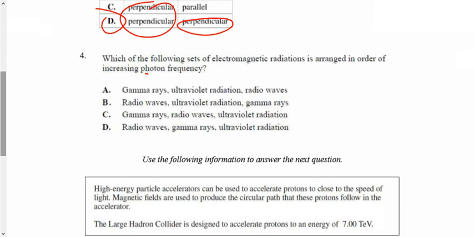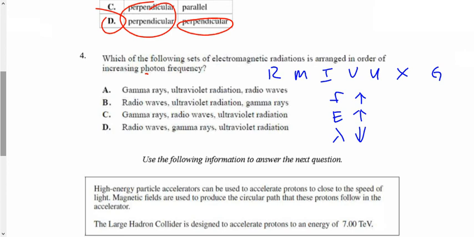Increasing photon frequency, increasing frequency. That's the order that we memorize them in, increasing frequency. The first one we just said a minute ago was radio waves, then microwaves, infrared, visible light, ultraviolet, X-rays, and gamma rays. That's frequency going up, that's energy going up, and that's wavelength going down, right?